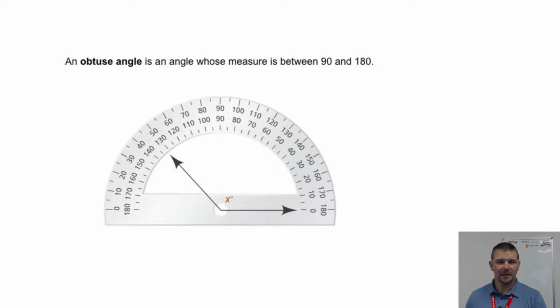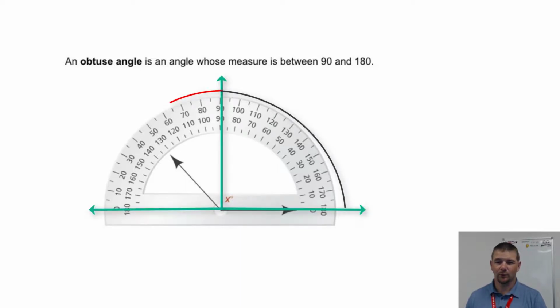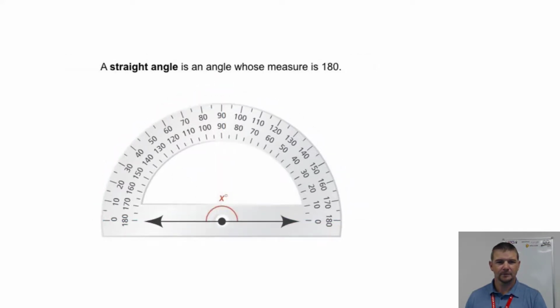An obtuse angle is an angle whose measure is between 90 and 180. Note the example. And a straight angle is an angle whose measure is 180. Note the example.